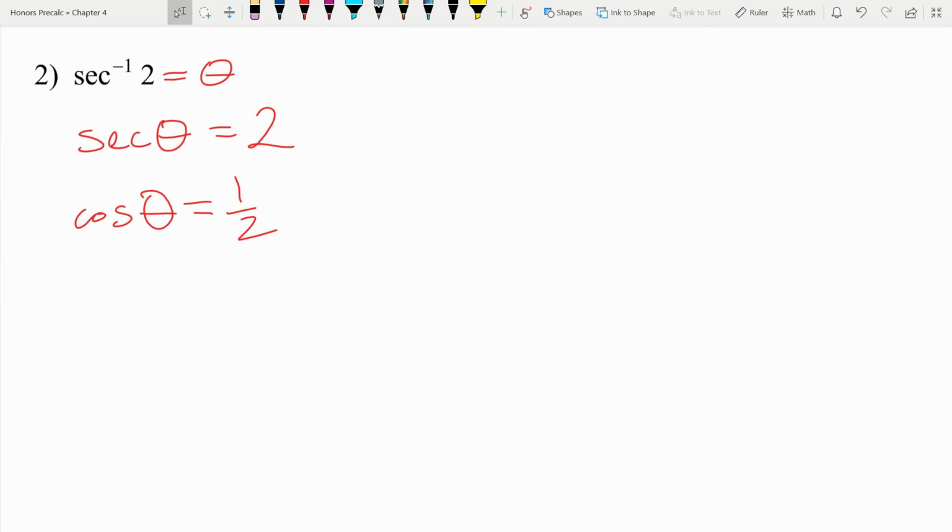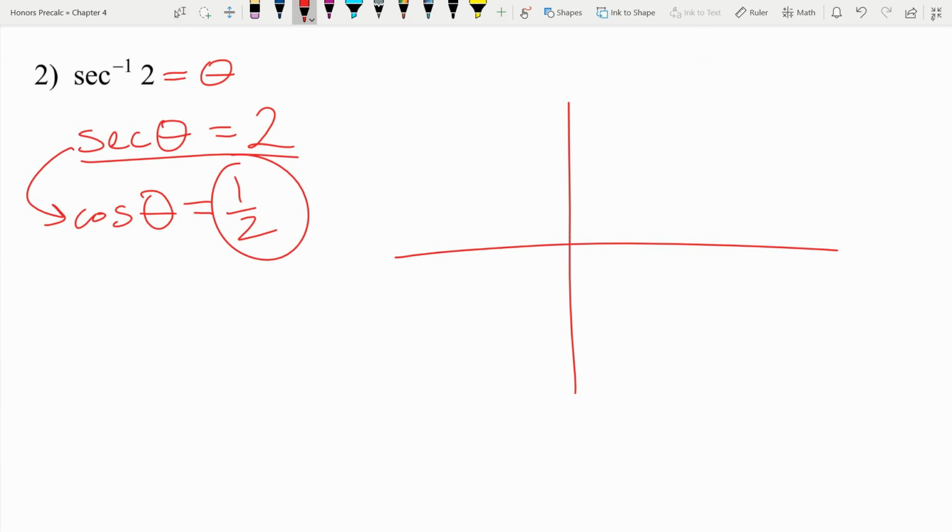On this one, we have inverse secant of 2 equals some angle theta. We're trying to find the angle. So we can rewrite this as secant of theta equals 2. But then we remember, secant is the reciprocal of cosine. So that means we can think of this as: what angle has cosine equal to 1/2? And that makes it a little easier because you think of the unit circle.